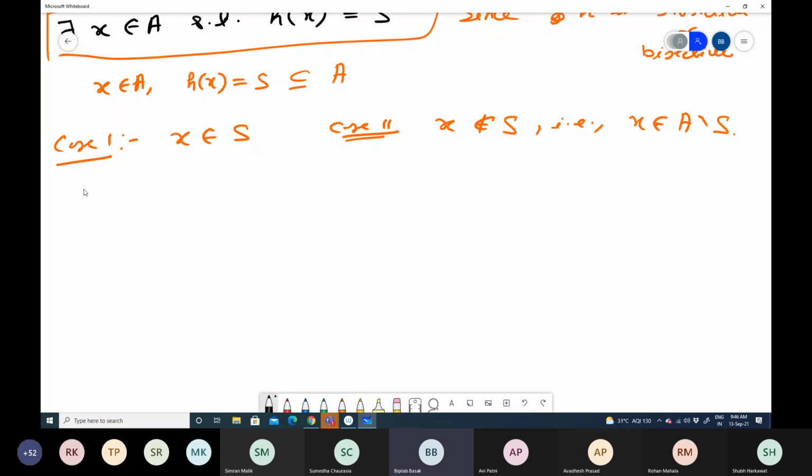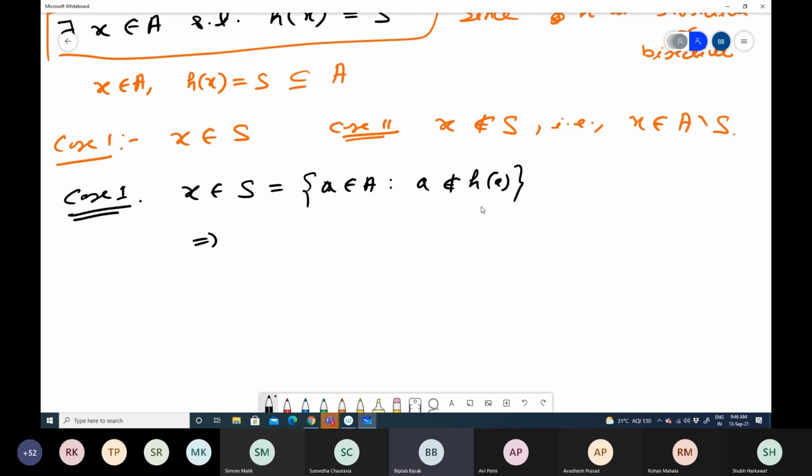Now look at the first possibility, case one: x belongs to S. Now what is S? S means all the elements a such that a does not belong to H(a). Since x is in S, by this property x does not belong to H(x). And what is H(x)? That is S. So this is a contradiction. We assumed x in S and we get x not in S.